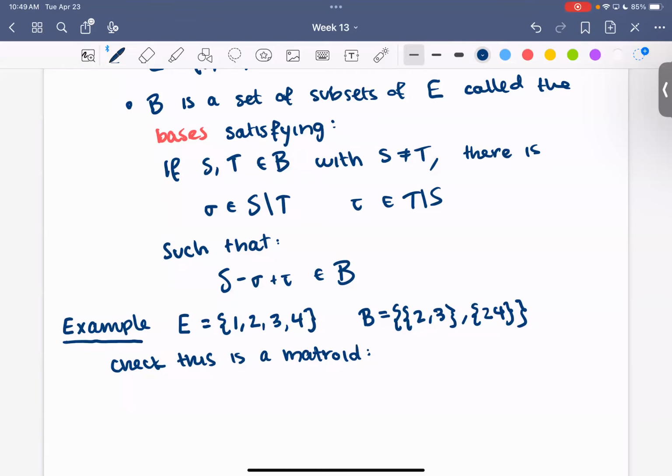For it to be in the B set, does it have to be a spanning tree? So right now, this is completely removed from graphs or vectors. It's just like I handed you the set 1, 2, 3, 4, and the subsets 2, 3, and 2, 4. Predetermined.